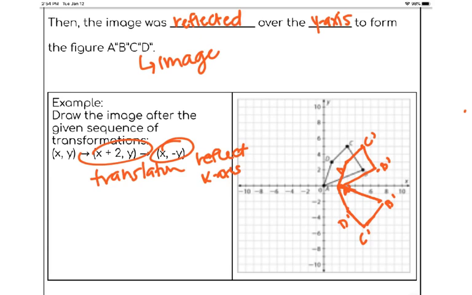Okay, so then this is just reflected over the x-axis, okay? So that is what your new image is going to be.